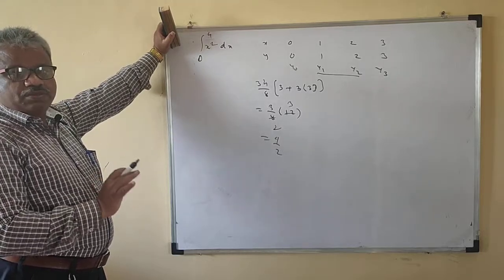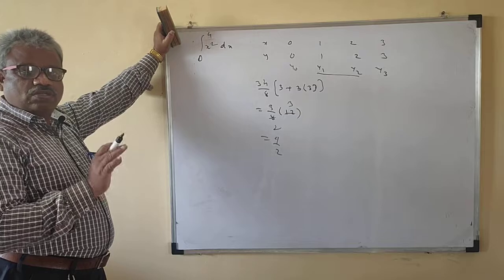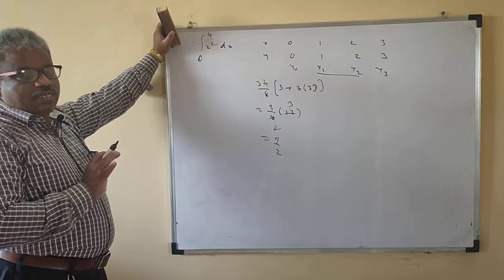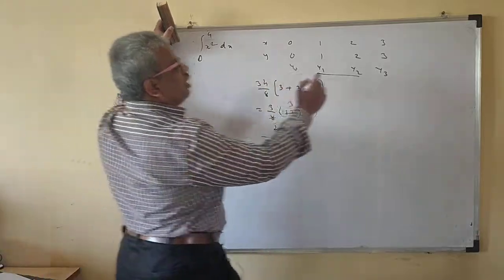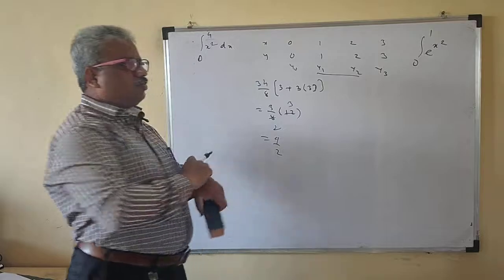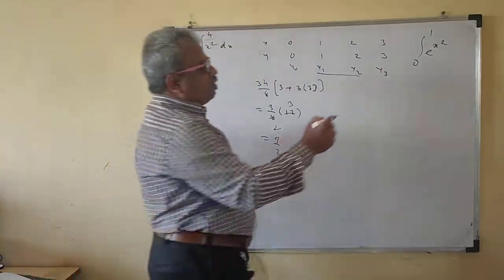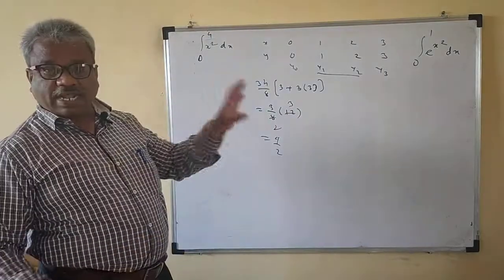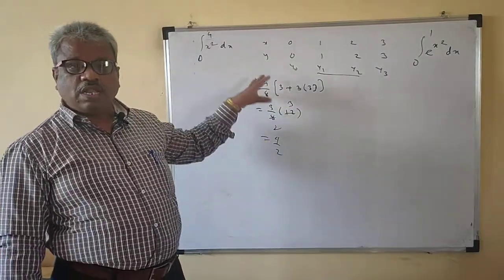So Simpson's 3/8 rule, Simpson's 1/3 rule, and the trapezoidal rule are powerful formulas for numerical integration. Why is this method so useful? Suppose the integration of e raised to x square from 0 to 1. Note that e raised to x square is not integrable, but the finite integration you can solve with the help of the trapezoidal rule.